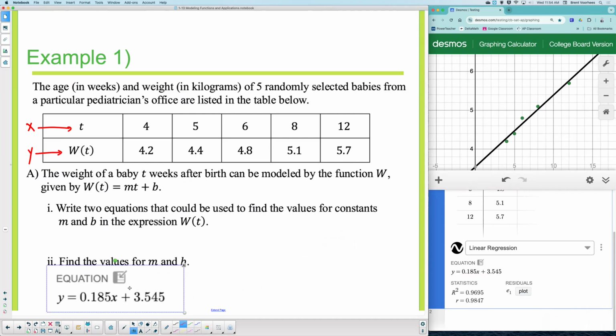Oh, I'm not even following my instructions. Sorry. Let me follow my instructions. Part A I says write 2 equations that could be used to find the values for constants m and b in the expression for W of t. Okay, so here's what this means. We want to make sure that without a calculator, you know what the process would be. Now, this type of question, you're always allowed a calculator. So here's what the process would be.